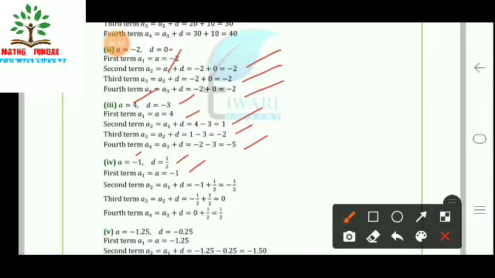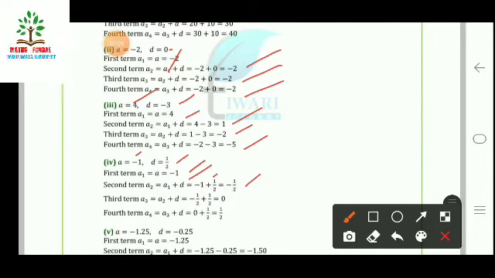So a1 remains the same, that is a1 is equal to a is equal to minus 1. a2 is equal to a1 plus d, which is equal to minus 1 plus half, which is minus half. Then a3 is a2 plus d, which is minus half plus half, which is 0. a4 is equal to a3 plus d is equal to 0 plus half, that is half.